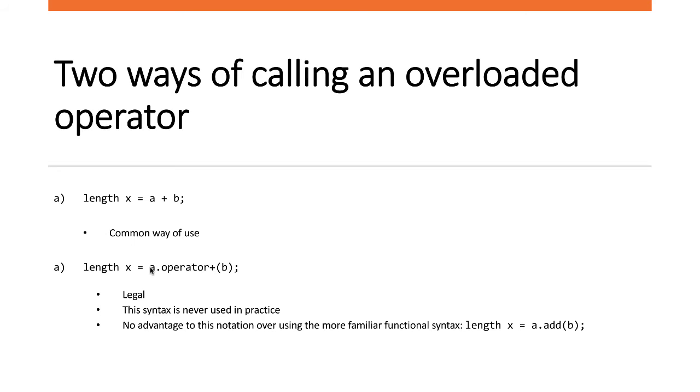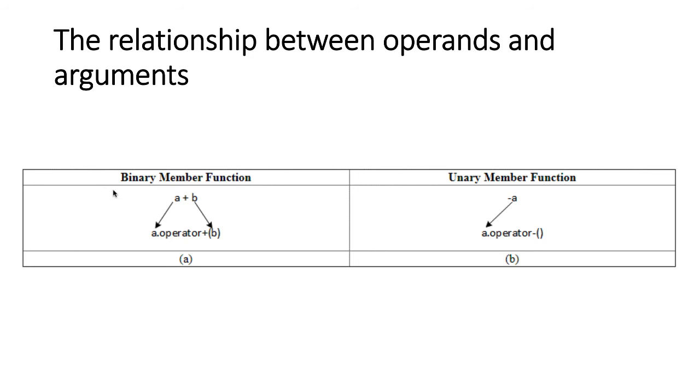However, it is possible to use the dot operator with the overloaded operator calling name. This is legal. This syntax is never used in practice, and there's no advantage to this notation over using the more familiar syntax. Here you're just changing the name, even though you have the ability to have a plus b, with the implicit on the left and the explicit on the right. The relationship between the operands and arguments: here we have that binary member function, a on the left, that implicit argument, and that explicit argument b, a plus b. So we can see that this correlates in order.